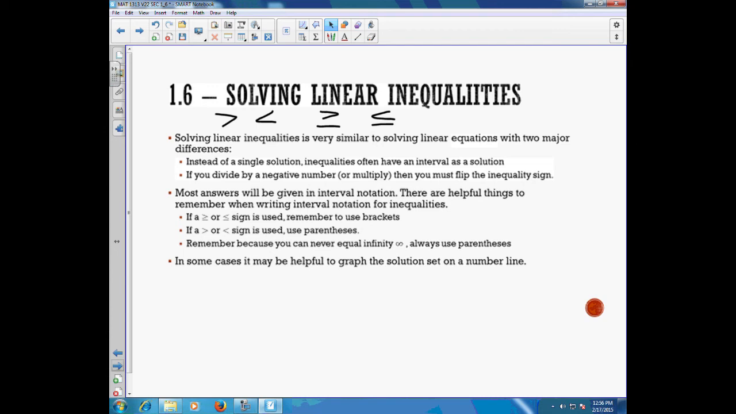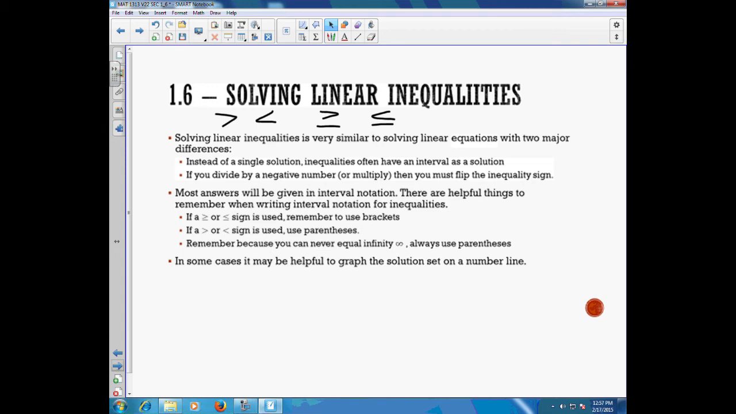Most of your answers will be given in interval notation, so there are some helpful things to remember when we talk about interval notation for inequalities. If you use a less than or equal to, greater than or equal to, remember that you're going to use brackets. That equal to symbol means you can equal that number, so brackets would be appropriate. If you use a greater than or a less than sign, then just use parentheses. And remember that anytime infinity is involved, you're always going to use parentheses. You can never equal infinity, so infinity will always get a parenthesis.